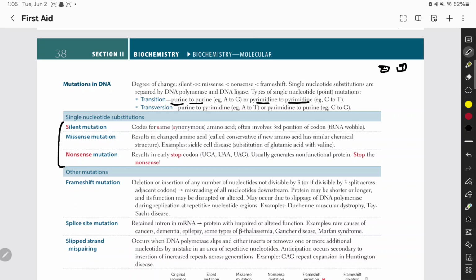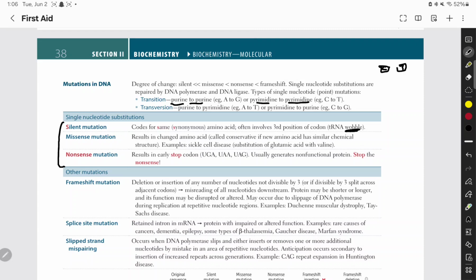Alright, so if we talk about the single nucleotide substitution, silent mutation, as the name suggests, it basically codes for the same amino acid, often involves the third position of the codon, and this is due to the transfer RNA wobble hypothesis. So even if one of the bases is different, the code for the amino acid remains the same. So this is due to the wobble hypothesis as stated here.